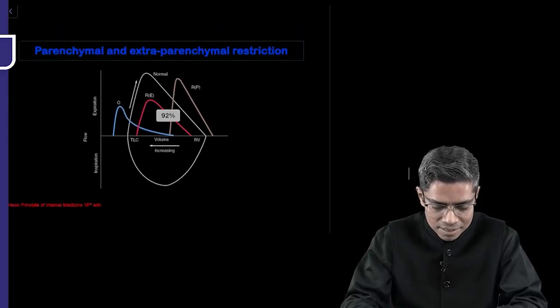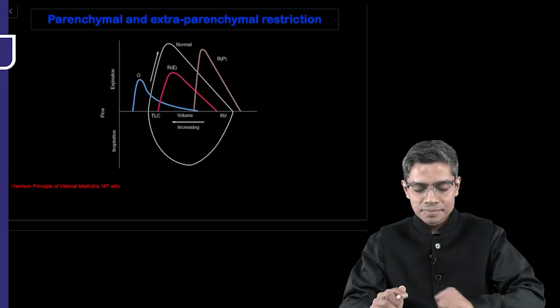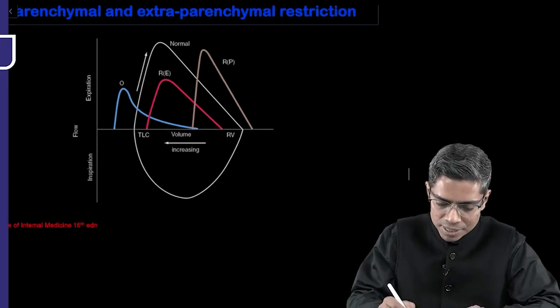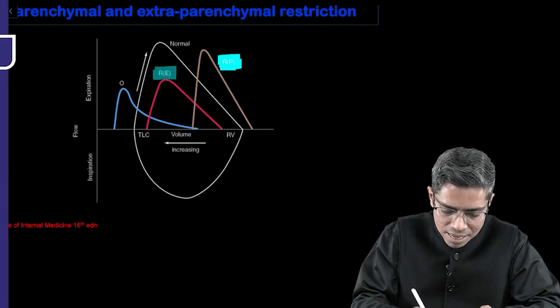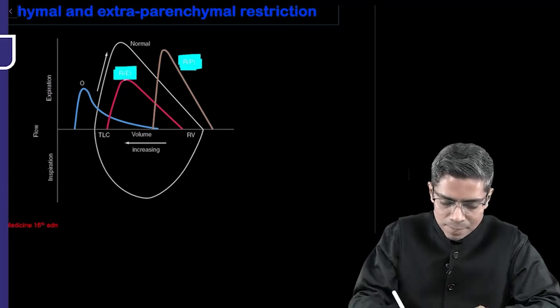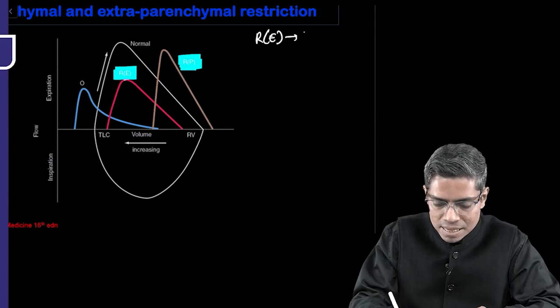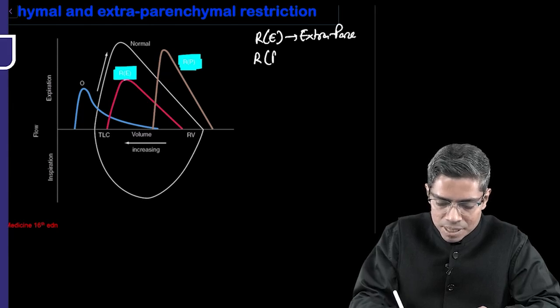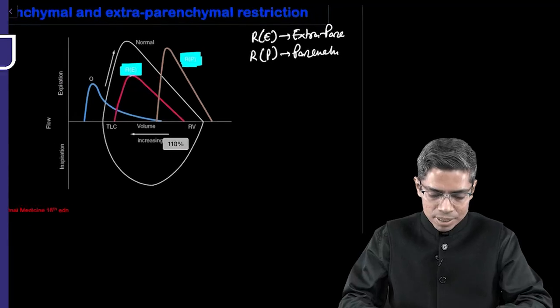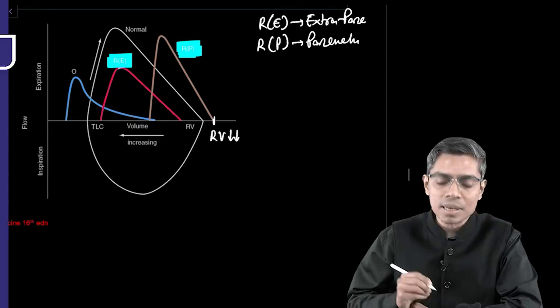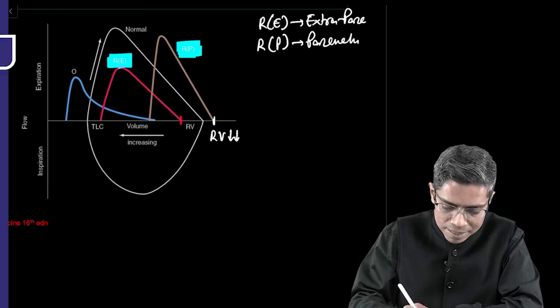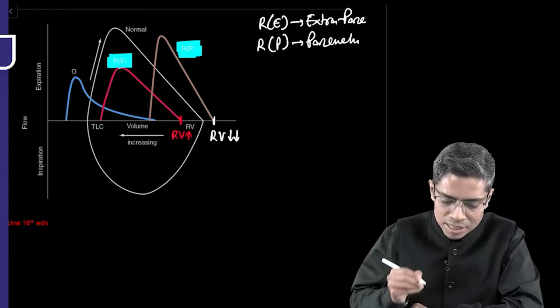So look at here, again this is taken from an edition only. So two restrictive diseases you have to find out here. This is the restrictive disease RP, that is the parenchymal restriction, and this is the restrictive disease RE, that is the extraparenchymal restriction. So what you are finding out, in case of parenchymal restriction, I can find out that the residual volume is lesser than normal. But if I look at this extraparenchymal, then the residual volume is more than normal.